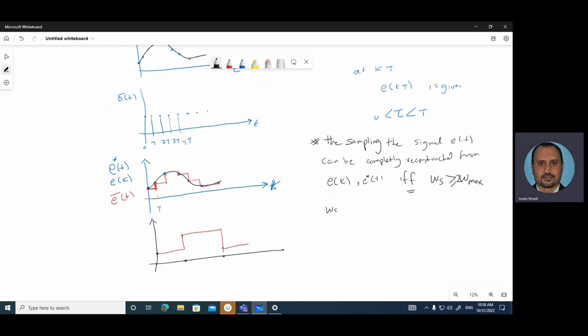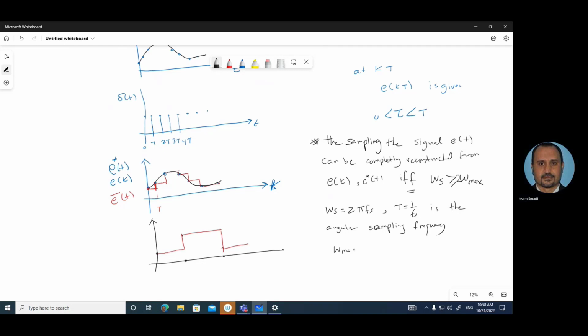where omega s is equal to 2 pi f s, and T is equal to 1 over fs. It is the angular switching or sampling frequency; here I will call it the sampling frequency. And omega max is the maximum frequency in E of t. You know that E of t can have different frequencies, correct?